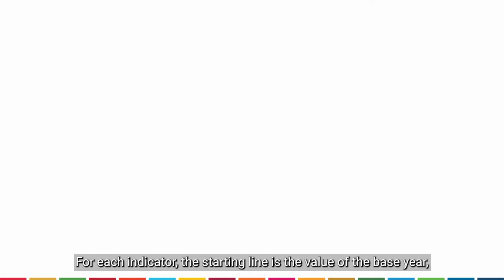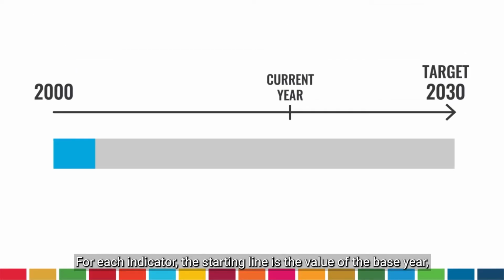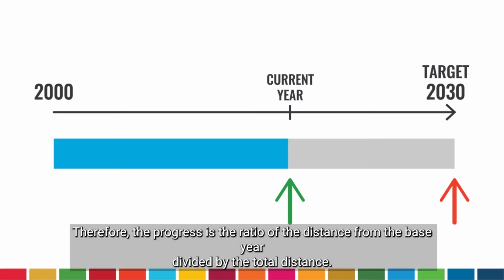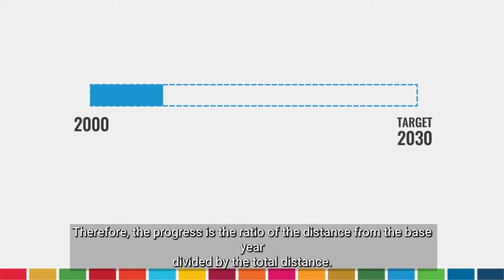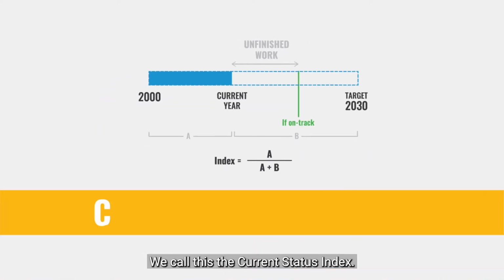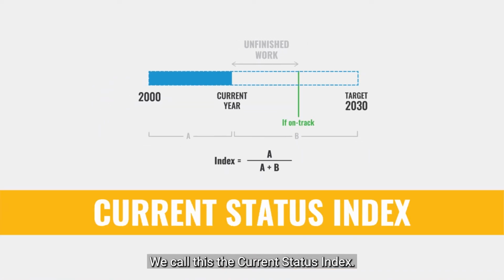Tracking SDG progress is much the same. For each indicator, the starting line is the value of the base year, while the finish line is the target value. Therefore, the progress is the ratio of the distance from the base year divided by the total distance. We call this the current status index.